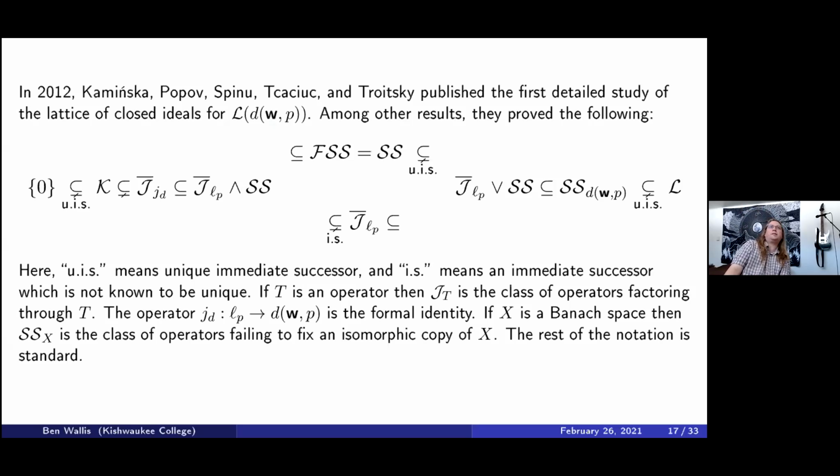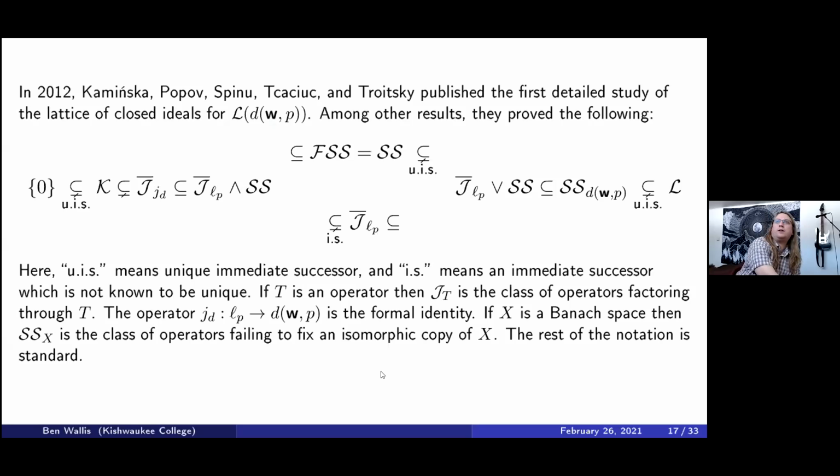It's the first detailed study of the lattice of closed ideals for the Lorentz sequence basis. In fact, as far as I know, it's the only detailed study. And they proved a whole bunch of things, but among what they did prove is this diagram right here. So you can take a moment to read the diagram. I'm not going to read it to you. It's pretty self-explanatory. All the notation is pretty standard, and the notation that's not standard I have down here.